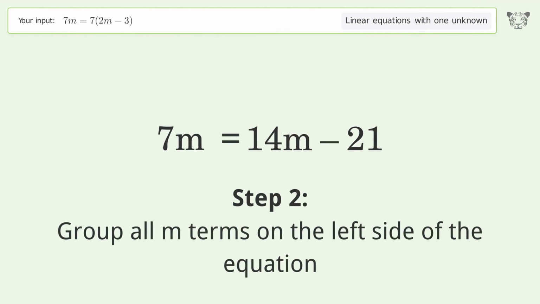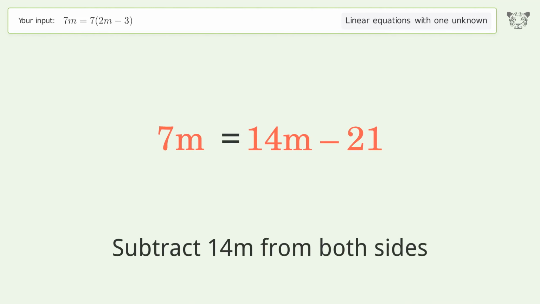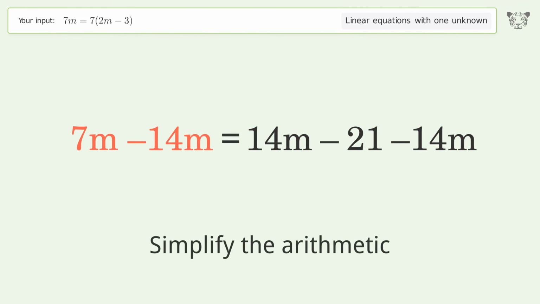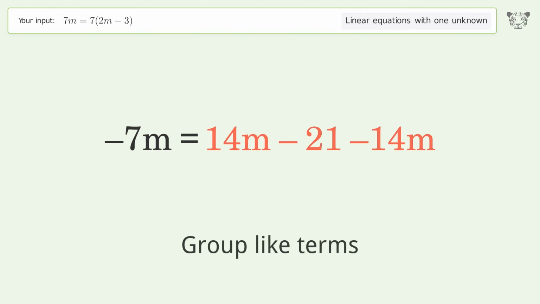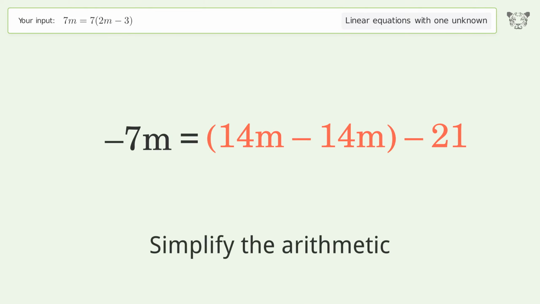Group all m terms on the left side of the equation. Subtract 14m from both sides. Simplify the arithmetic. Group like terms. Simplify the arithmetic.